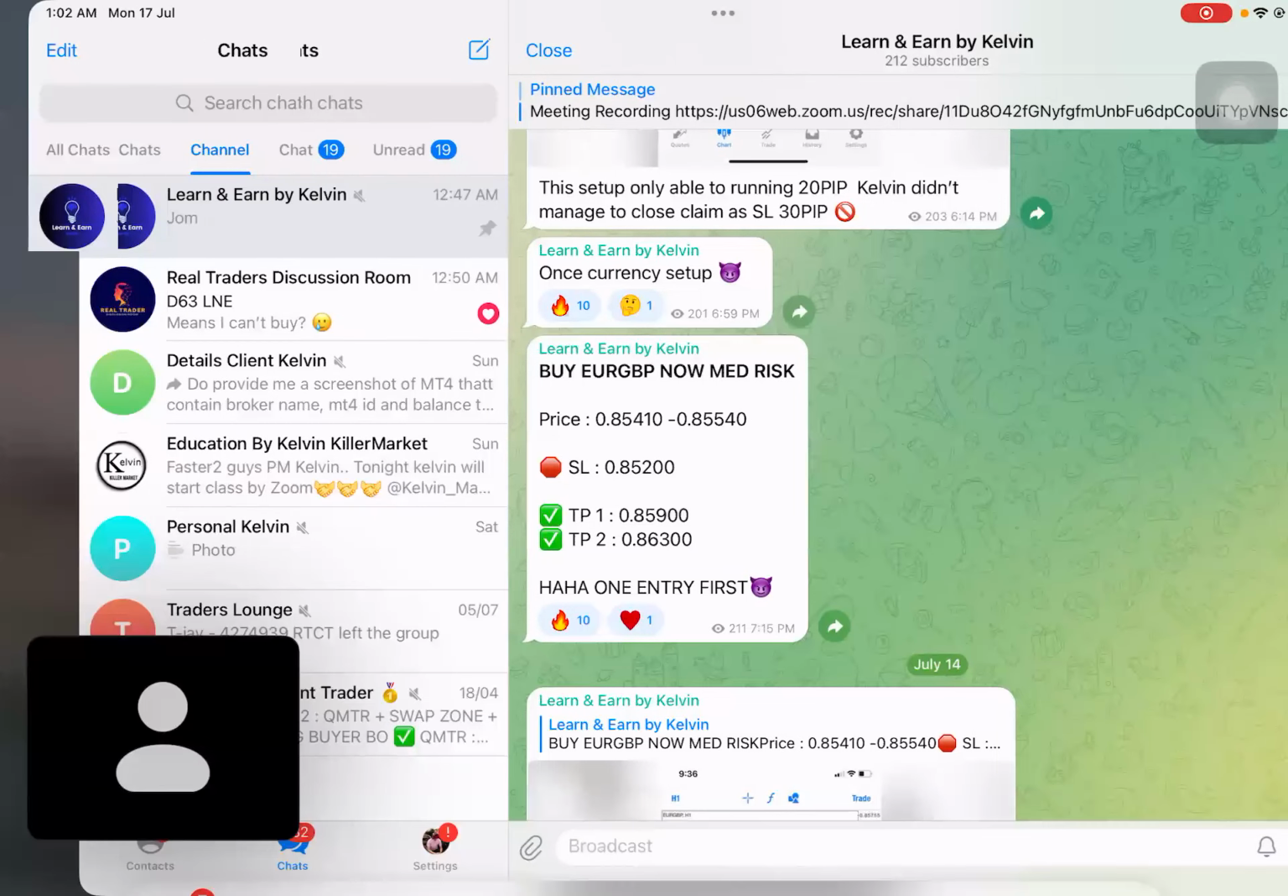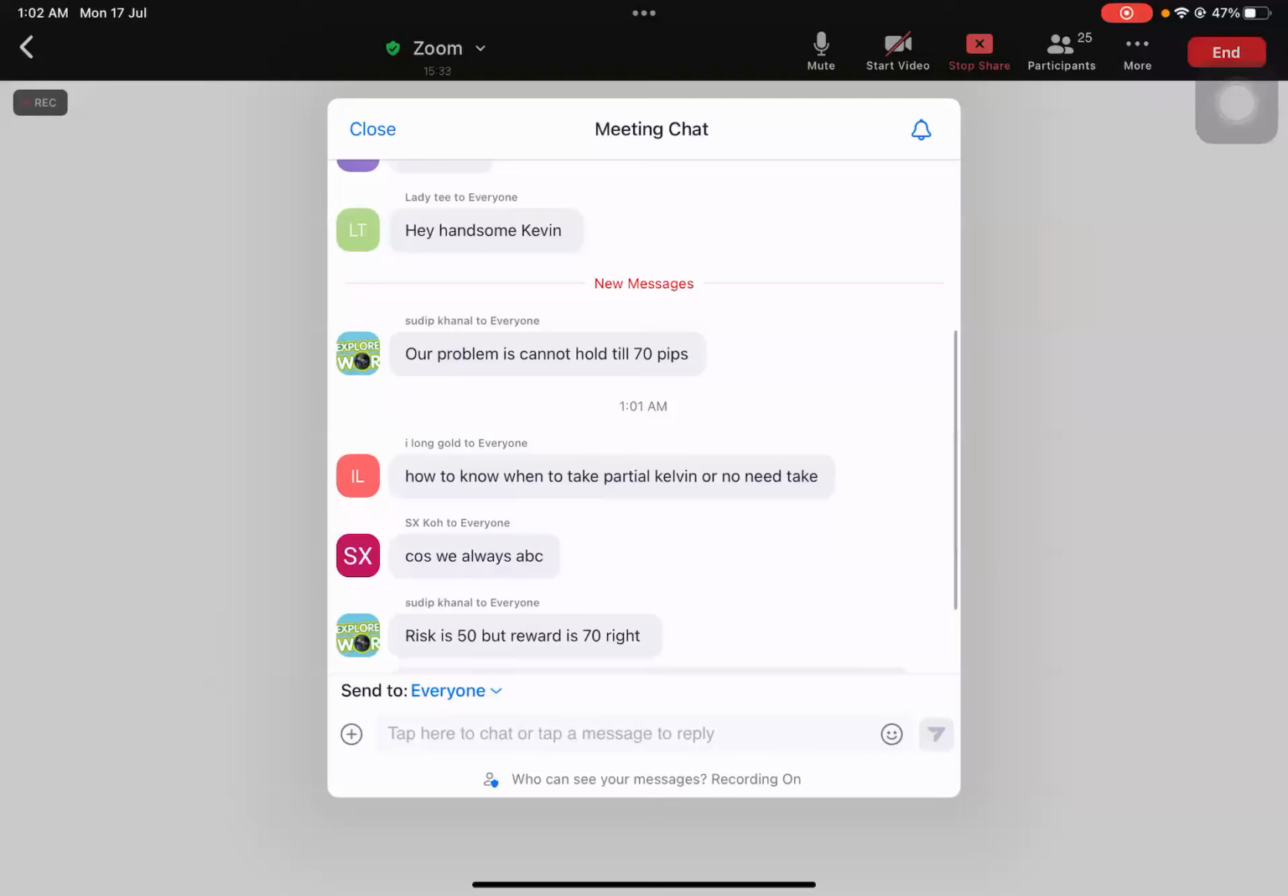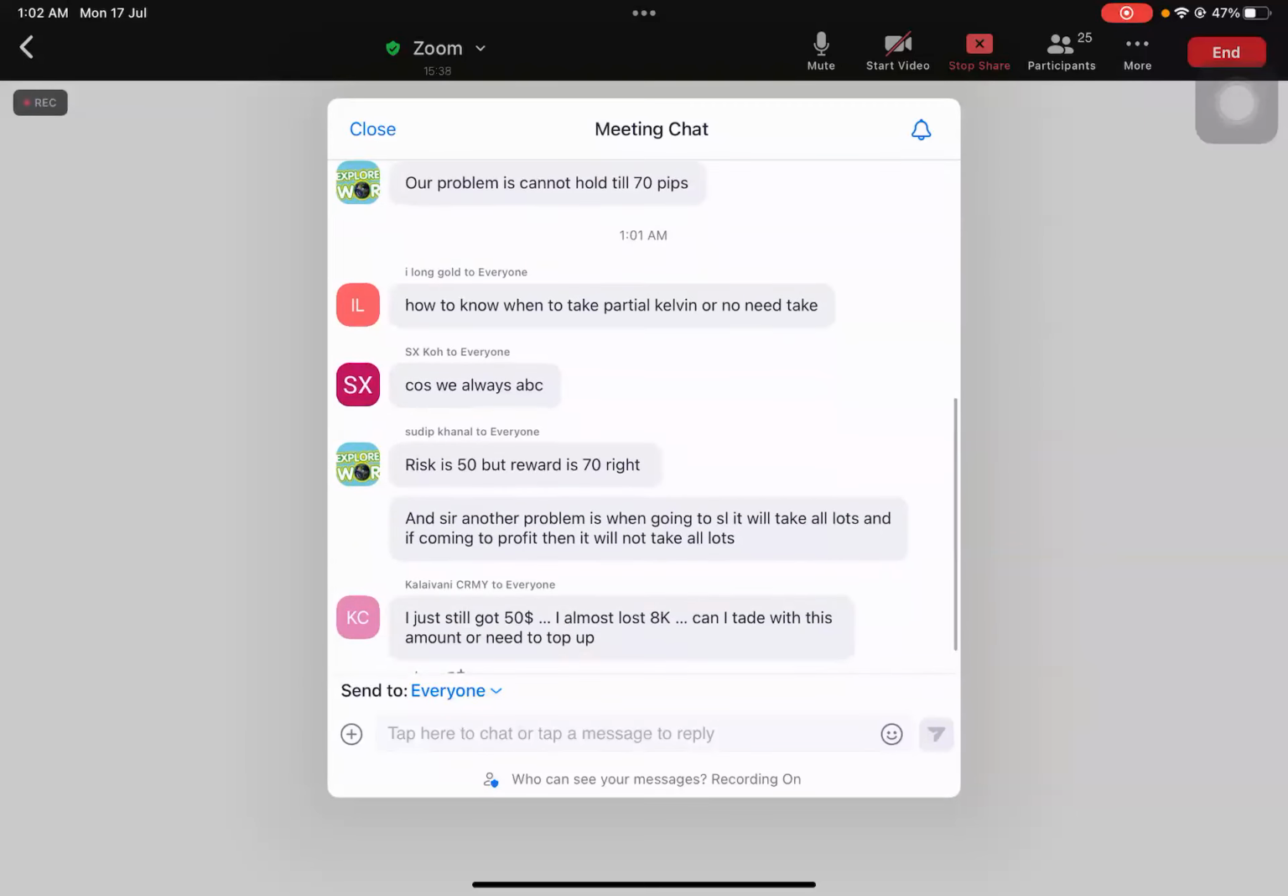How to know when you take partial profit, whether to win or no need to take? Because we always have A, B, C. Risk is 50, but reward is 70, right? Yes, this is the minimum. The maximum risk I will take is 50, but the minimum reward for us is 70.